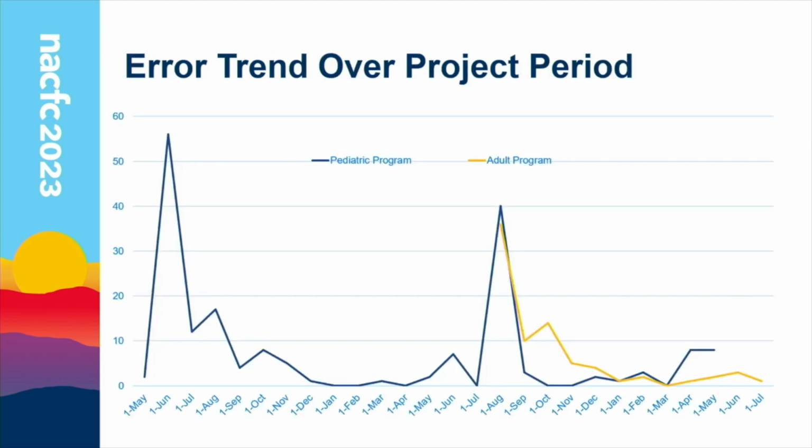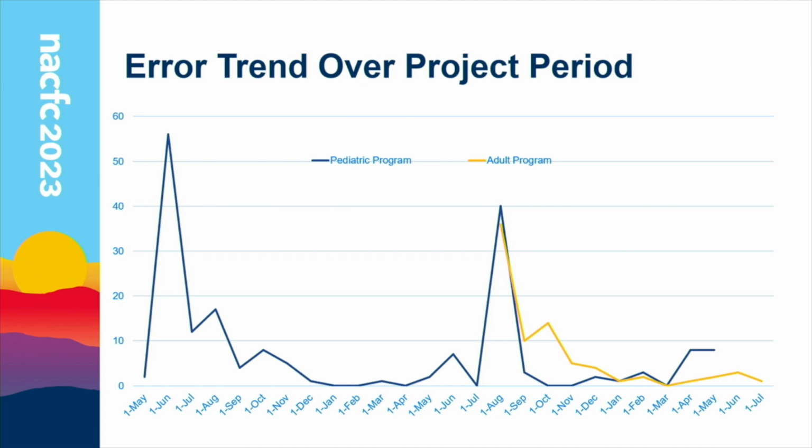So this is an error trend over the project period. You'll see there the darker line is the pediatric program and the yellow is the adult program. That first big spike in the pediatric program is when we ran population management reports and found all of those missing encounters from the multidisciplinary team members. But overall, our trend declined until about a year later, we ran population management reports again, and we found a whole bunch more, but not as many as we did the first time.